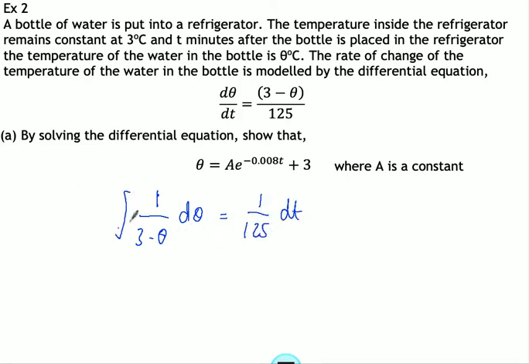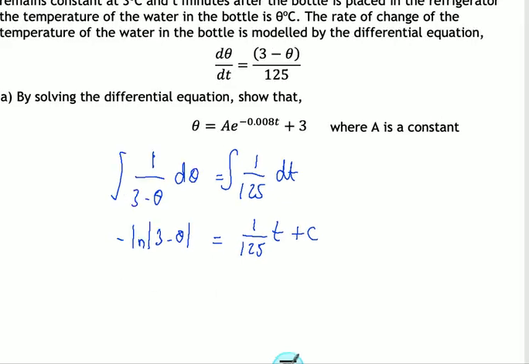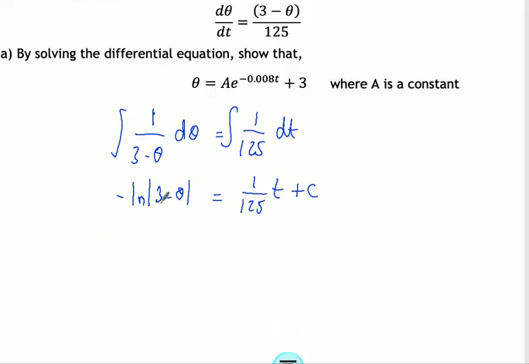Done. Integrate. Lovely. We've picked up some marks already. Okay, so we want theta to be the subject. At the moment we've got this horrific term. So let's deal with it bit by bit. Negative, don't like it. Multiply both sides by -1. Exponentials of both sides.